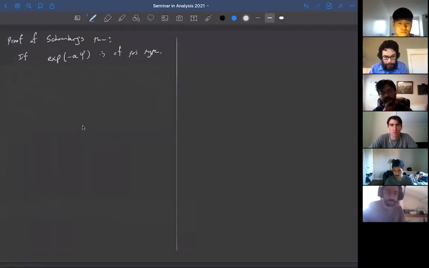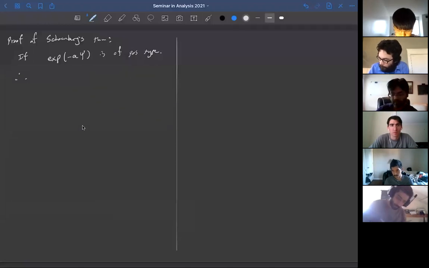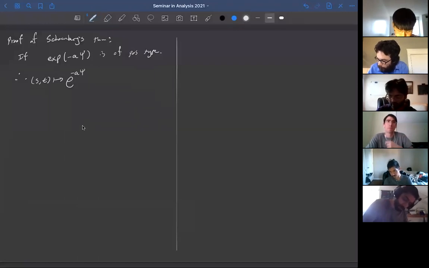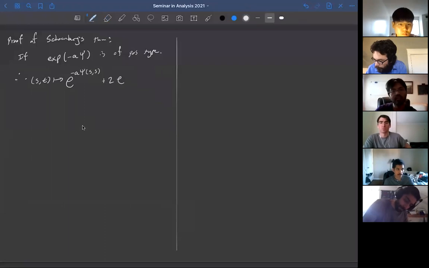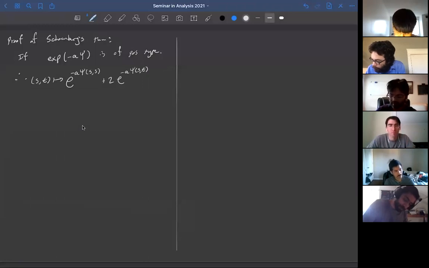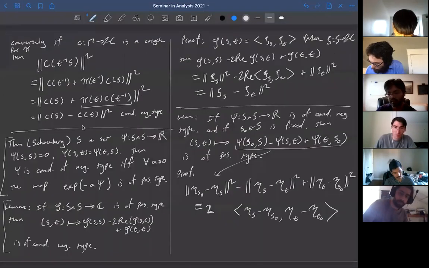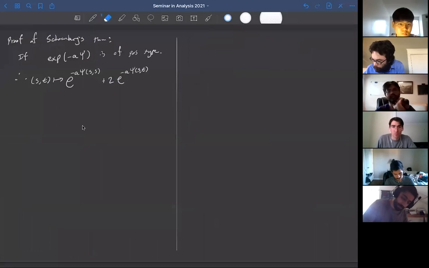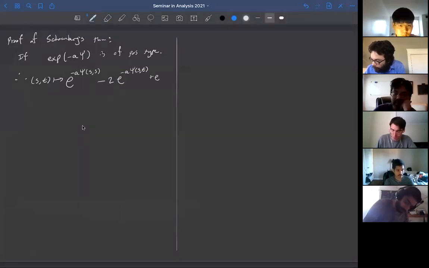and you get conditionally negative type. So when we do that to this function here, we get this function which takes s, t and sends it to exponential of minus a c(s,s) plus twice, well, it's a positive function, we don't need to say real part, so plus twice e to the negative a c(s,t). One of these should be minus, this one should be minus, and then plus e to the minus a c(t,t). So this is of conditionally negative type.